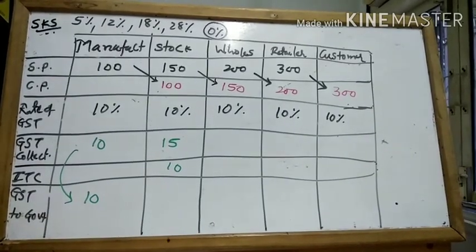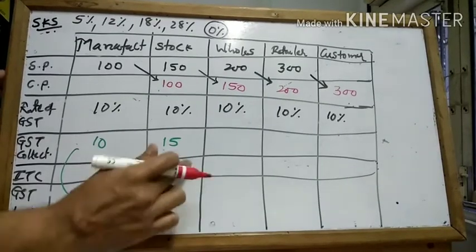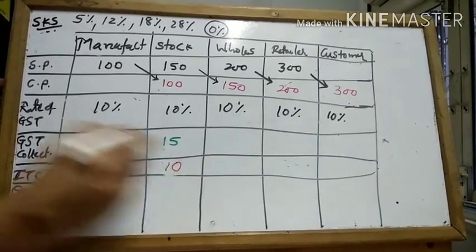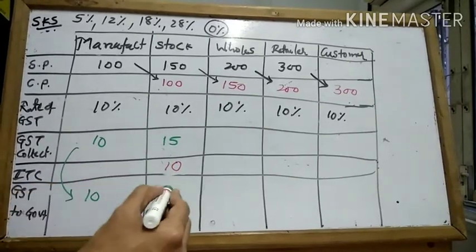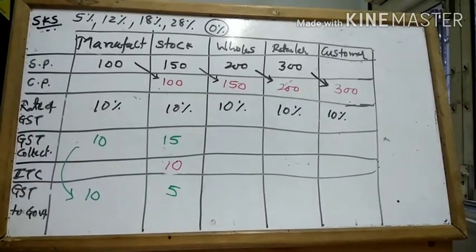So what he will pay to the government? His input tax credit was 10. So what will he pay to the government? He will not pay all 15 rupees. He will pay rupees 5.